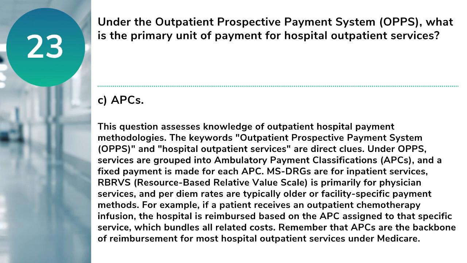Under OPPS, services are grouped into ambulatory payment classifications, APCs, and a fixed payment is made for each APC. MS-DRGs are for inpatient services, RBRVs, Resource-Based Relative Value Scale, is primarily for physician services, and per diem rates are typically older or facility-specific payment methods. For example, if a patient receives an outpatient chemotherapy infusion, the hospital is reimbursed based on the APC assigned to that specific service, which bundles all related costs. Remember that APCs are the backbone of reimbursement for most hospital outpatient services under Medicare.